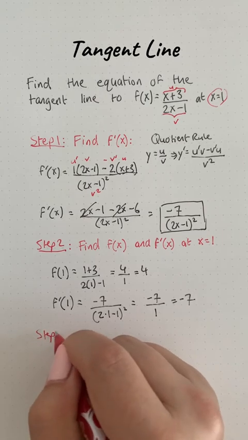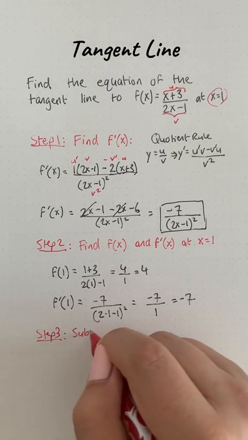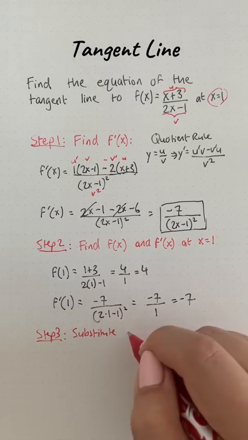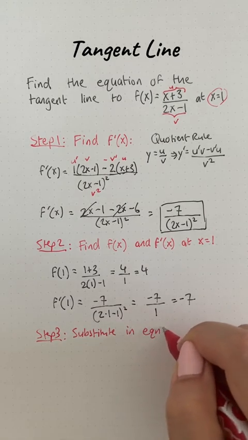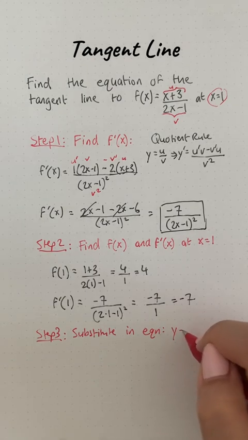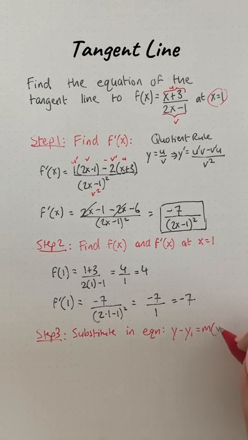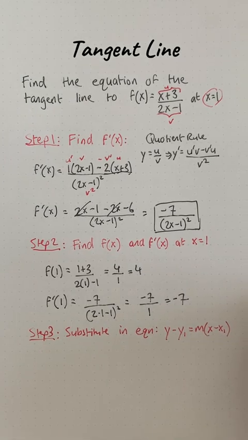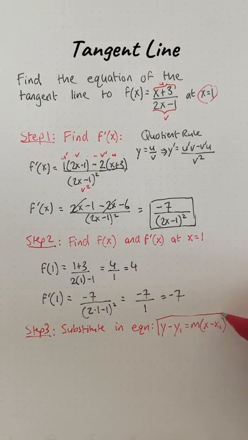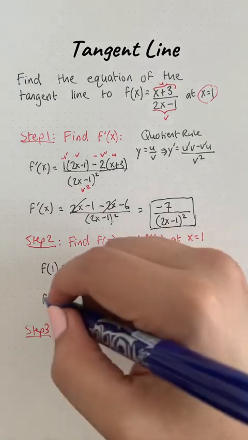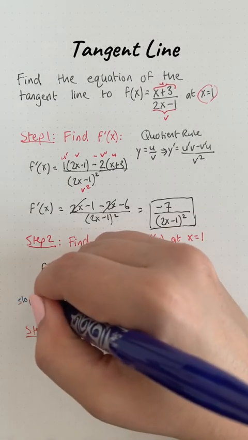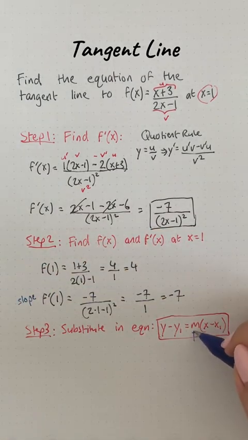Now we're going to move on to step 3, which is substituting into the equation of a line. And this is going to be my tangent equation. So remember, the point slope equation for a line is y minus y1 equals m times x minus x1, where x1, y1 is a point and m is the slope. So now we just have to figure out from the values that we found what is what. First thing, the derivative, f prime at 1, that's going to be your slope. So that's going to be your m.